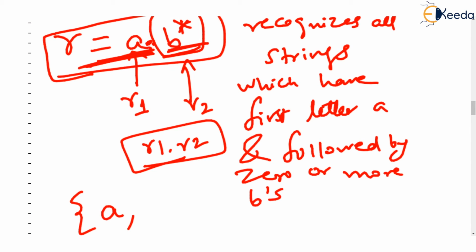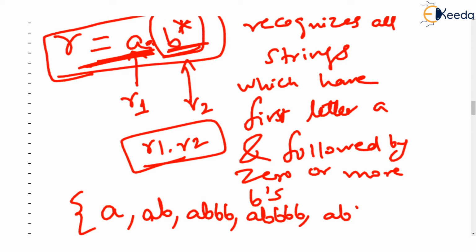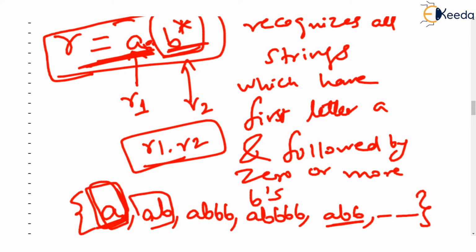So what will be the next string? Yes, AB, A, B, B, A 4 times B, A 2 times B, I missed out this, and so on. You notice that A can be followed by 0 or more B's. So this A, which I am encircling, is followed by 0 B's. This A is followed by 1 B. This A is followed by 3 B's. This A is followed by 2 B's, and so on. That's what A B star means.